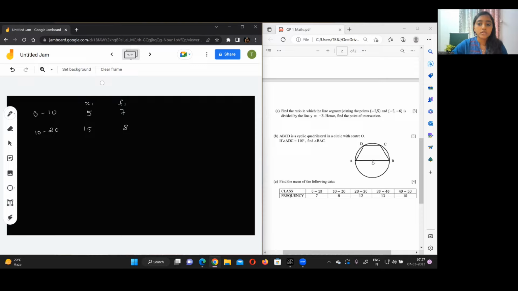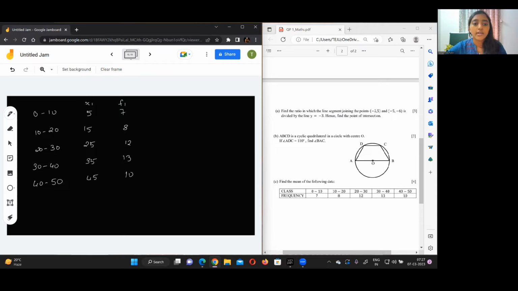Then from 20 to 30, then 30 to 40, then 40 to 50, right? The mid values are 25, then 35, and 45. The frequencies are 12, 13, and 10, right?